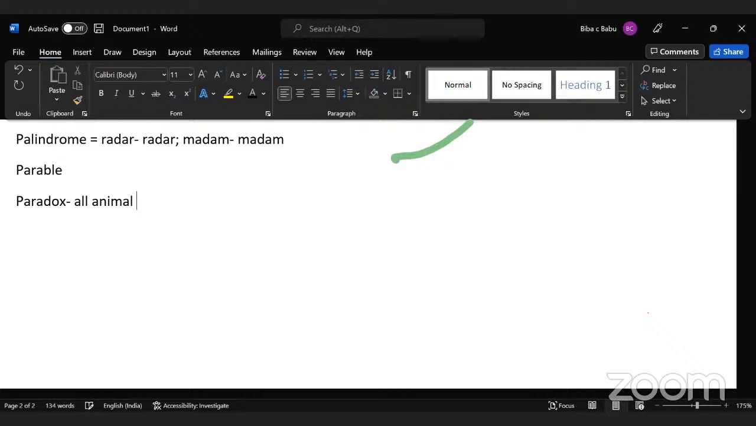All animals are equal. See, I said a statement. All animals are equal. Okay. But some are more equal. Some are more equal than others. See, I am contradicting what I am saying. I'm saying the opposite of what I am saying. I'm saying all animals are equal, and in the next sentence I'm saying some are more equal than others.